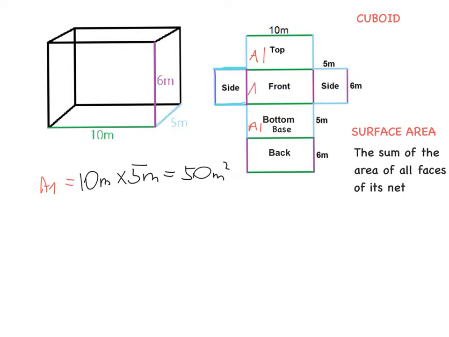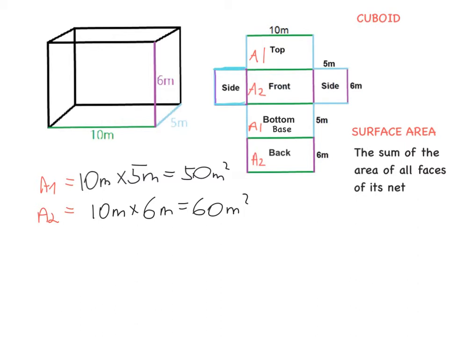Then let's say area 2. So this is front, and this is area 2. This is the back one. That's the front face. This one is the back face. So we have A2. A2 is 10 multiplied by 6, and it's 60 meters squared. And you need to remember that area is always in unit squared, okay?